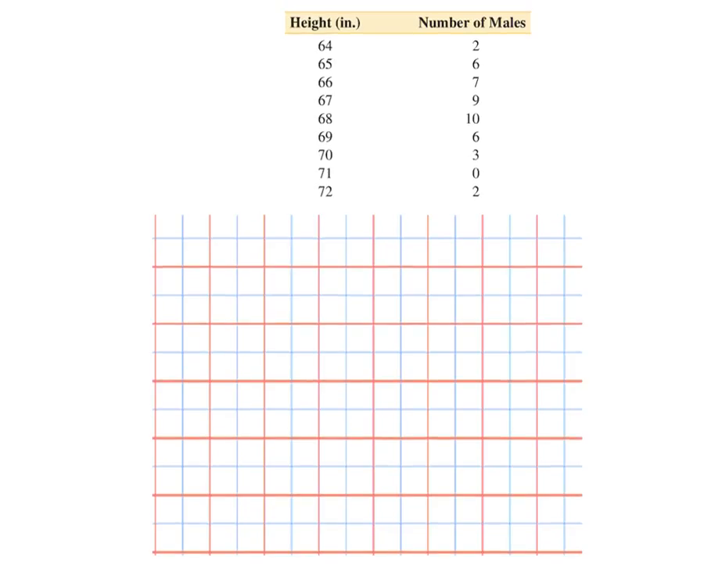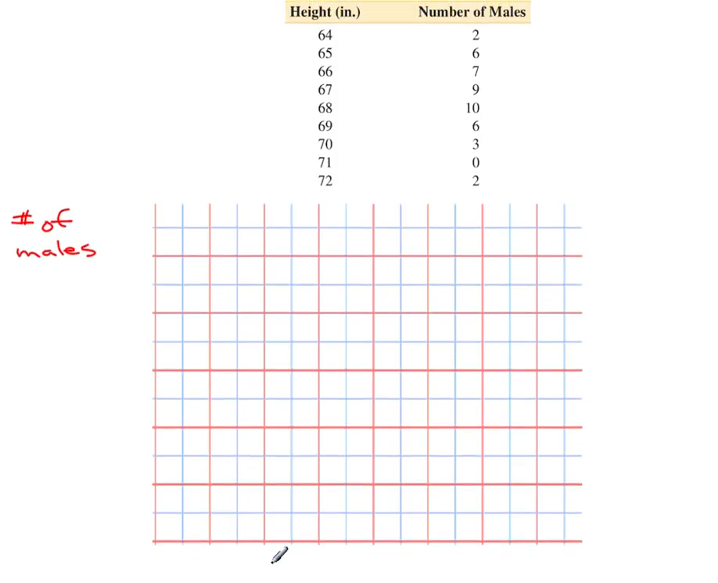To construct the frequency polygon, we're going to need some graph paper, which I've got. We'll let the vertical axis represent the number of males, the frequency of males. We'll label that number of males. We'll let the horizontal axis represent the height in inches. And we'll label the entire frequency polygon as male high school seniors.